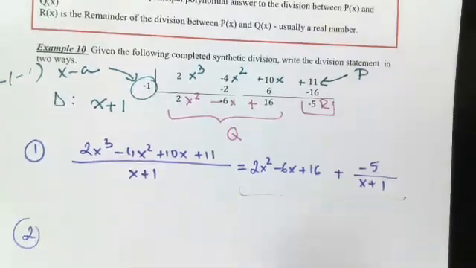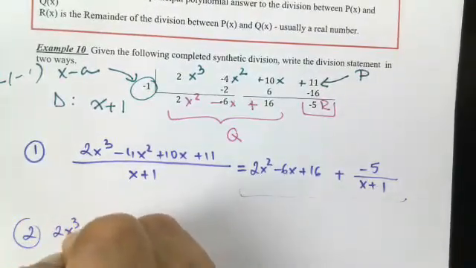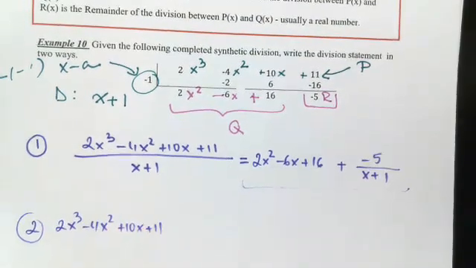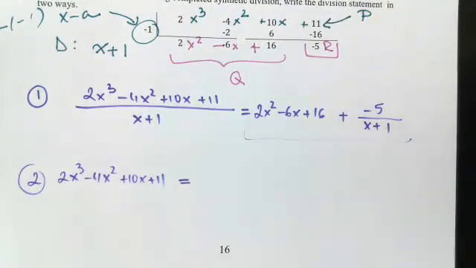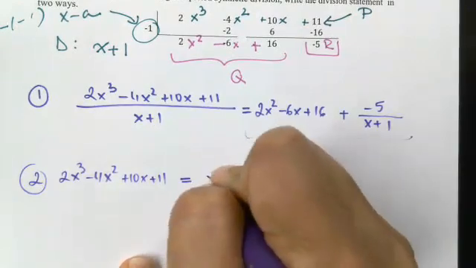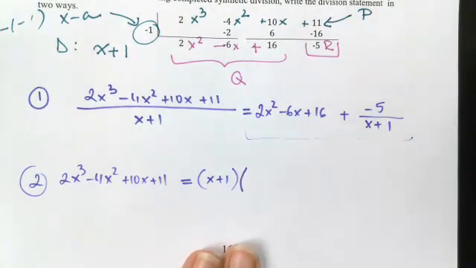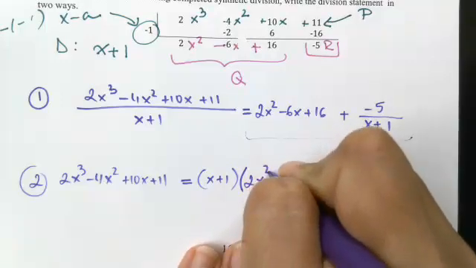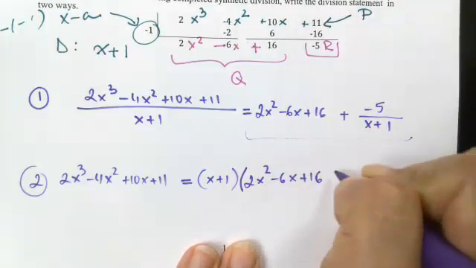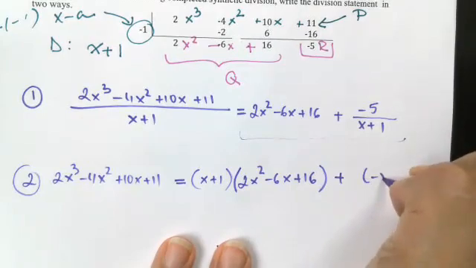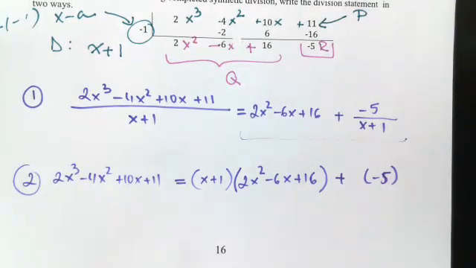So we start with 2x cubed minus 4x squared plus 10x plus 11 equals d of x first. So x plus 1, I'm going to put it in brackets. And then times the quotient. So inside the bracket, the quotient, 2x squared minus 6x plus 16. And then add the remainder. This is also a true equality.